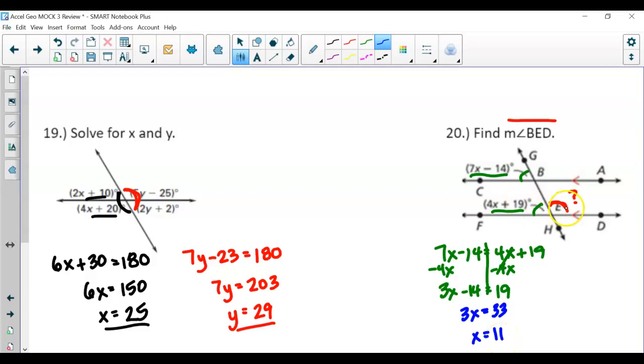Now, we're looking for this angle that is the linear pair here. So we'll go ahead and use this angle here. So 4 times 11, right? Because that's our x plus 19. So here we get an angle measure of 63 degrees. But remember, linear pair, which means they add up to 180. That's why the angle here is 117 degrees.